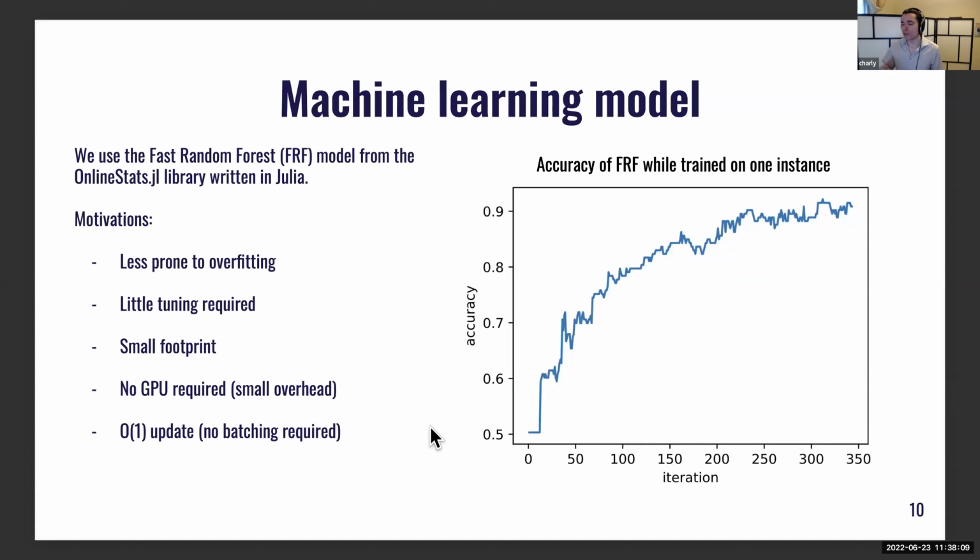Compared to a deep learning model, we're less prone to overfitting. We have little tuning required, we have a small footprint, we do not require a GPU, and we have a constant time update, so no batching is required. This is useful because branch and bound is sequential. Here is the accuracy over time when training on one instance. We plateau around 90% accuracy here.